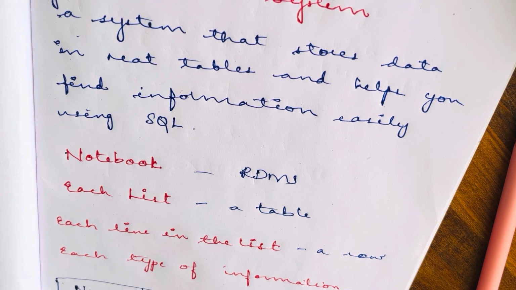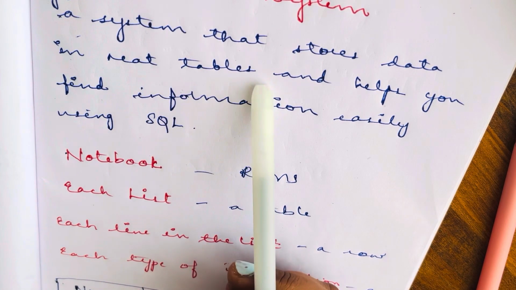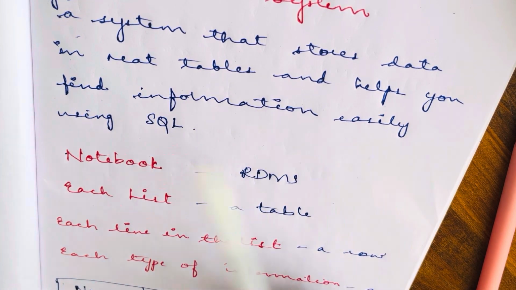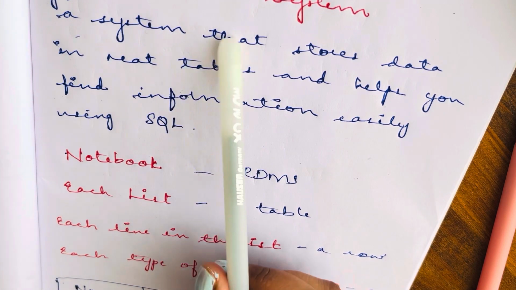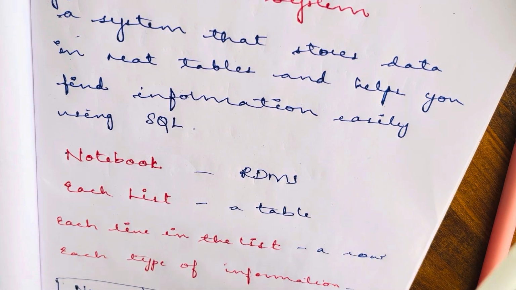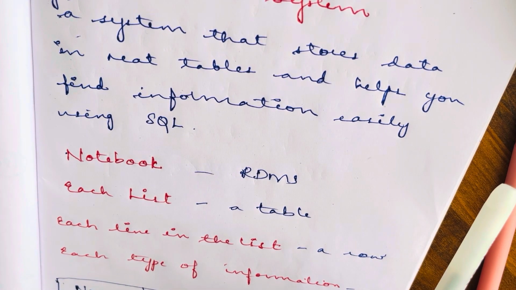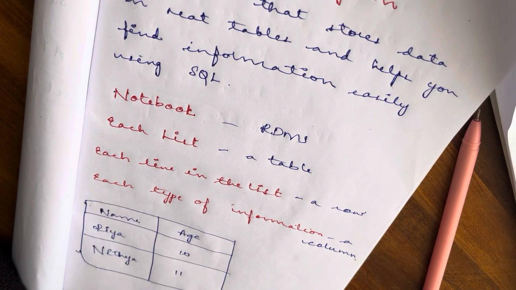A system that stores data in neat tables and helps you find information easily using SQL. So SQL is the language that we're going to use to communicate with the RDBMS. So RDBMS is a relational database management system. Now let's try to understand RDBMS in a simpler way.